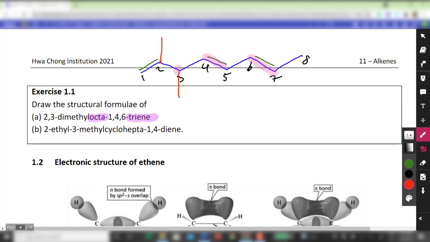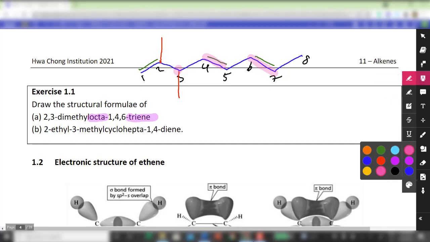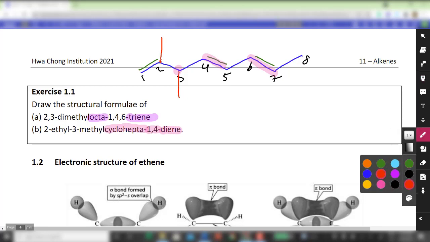Then for B, we have 2-ethyl-3-methyl cyclohepta-1,4-diene. Again, I'm going to highlight the parent. The parent is actually cycloheptadiene, with the diene at the 1,4 position. So I'm going to draw out the 7-membered ring. The 7-membered ring is drawn like this. I'm just going to randomly number it.